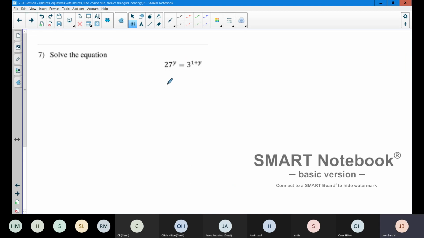And similarly, in this case, we would write 3 to the power 3, and we'll do this one similarly. So hopefully when you see one of these questions in future, you will know what to do.